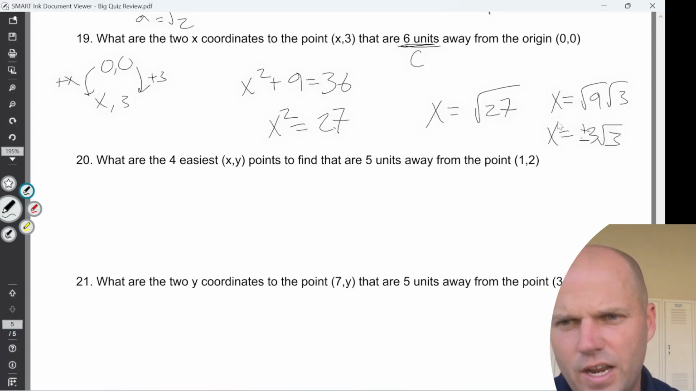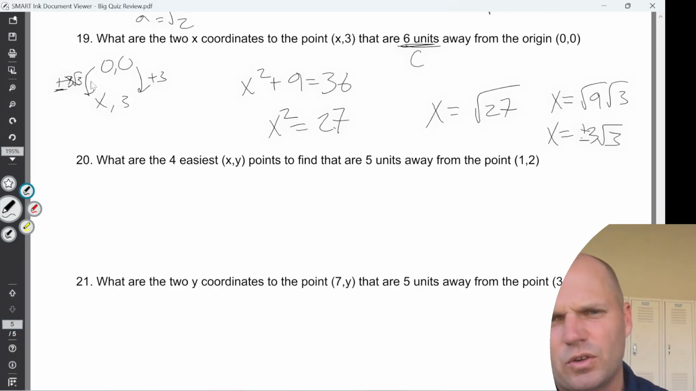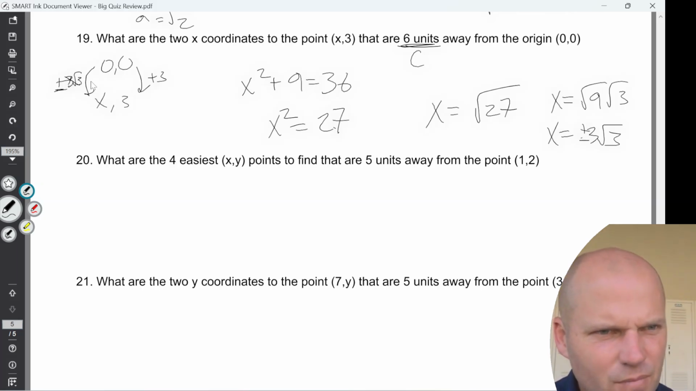However, we could have added or subtracted 3 root 3 to 0, and this would have worked. This is not going to be on your quiz.